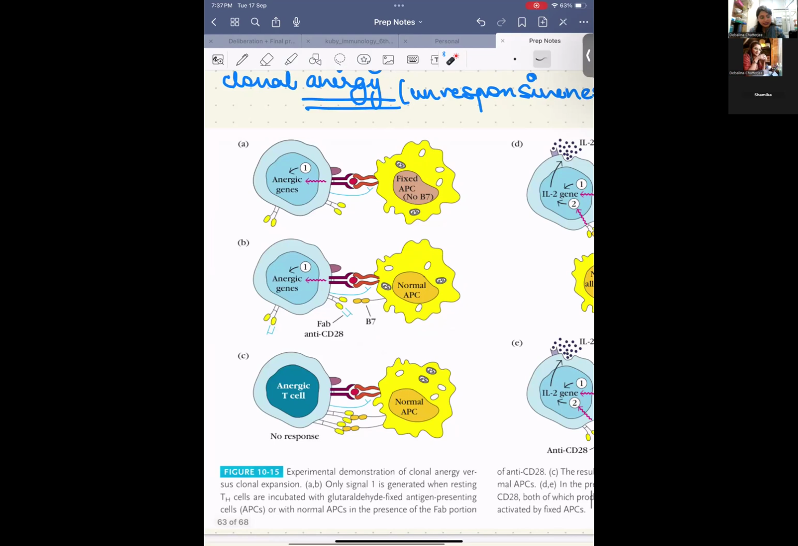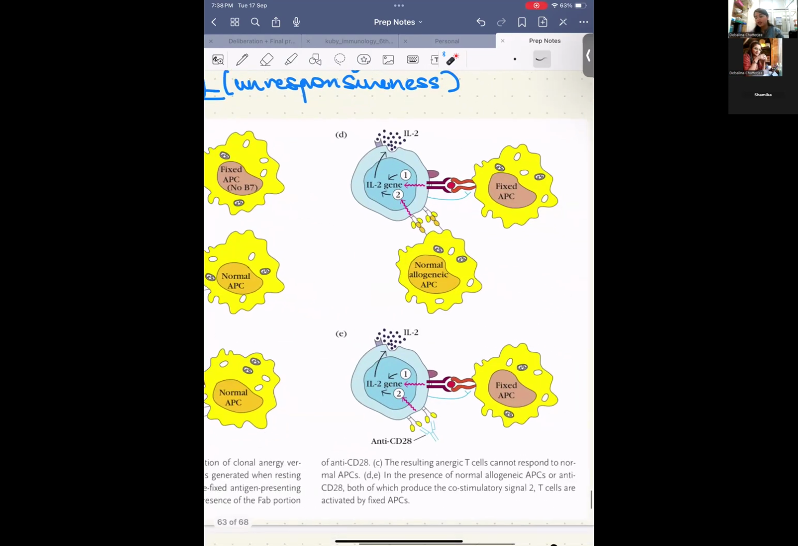So in both the cases we have anergic genes expressed, and if either of these T cells, which are now called anergic T cells, gets a chance to interact properly with the B7-CD28 interaction, so signal 1 is also here, signal 2 is also here, but since the T cell is already in a state of anergy because of prior failure of signal 2, it is not going to give any response once again, right?